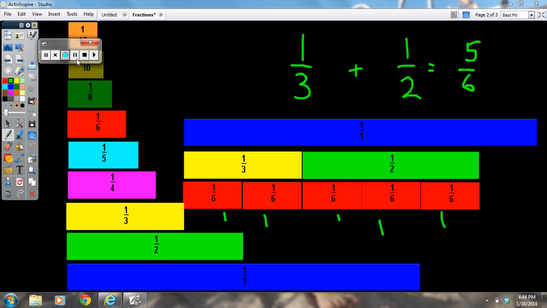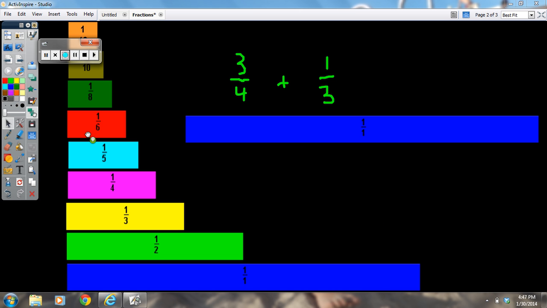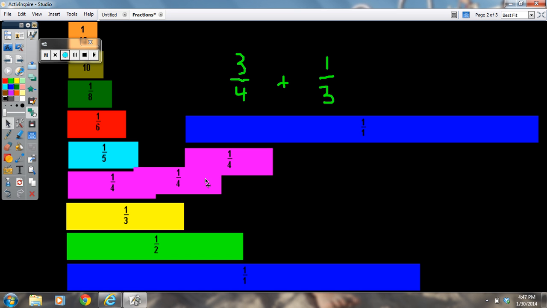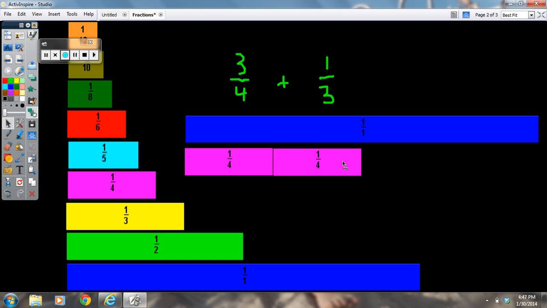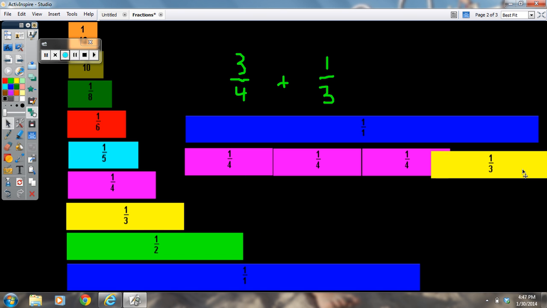Let me show you another example. So here's the second example. Now what we have here is 3/4, and we're going to take our three 1/4 pieces to represent what 3/4 looks like, and with those 3/4 we are going to add 1/3 onto that 3/4. And you could tell before we even add these together that our sum is actually going to be larger than one whole. So we want to keep that in mind as we do this.